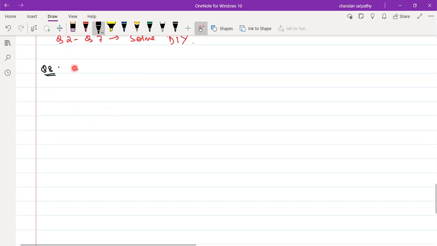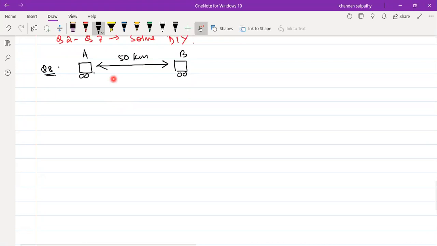So first we'll write that there are two cars. How many cars are there? Two cars are there. Suppose this is car A and another car is car B. Now how much distance apart are they? They are 50 km apart. So the distance between them is 50 km.